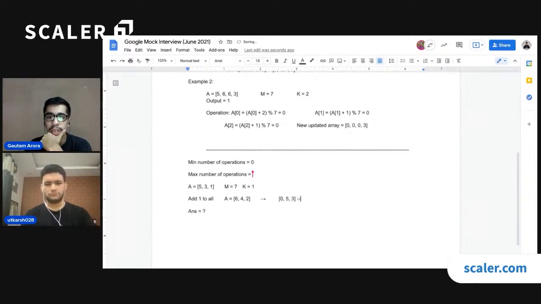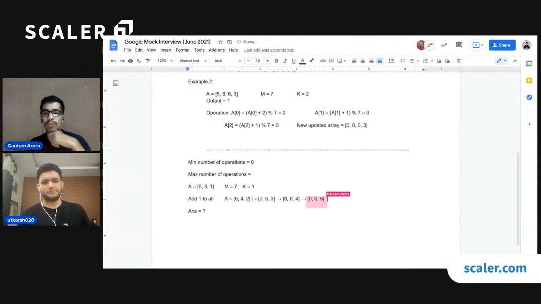Now I can add 1 to elements starting from index 1 to n minus 1, so it will now become 0, 6, and 4. Now again we'll add 1 to each element starting from index 1 to n minus 1, and it will become 0, 0, and 5. Now I'll add 1 again to the last element. Okay, now the array is sorted, so we don't need any more operations.